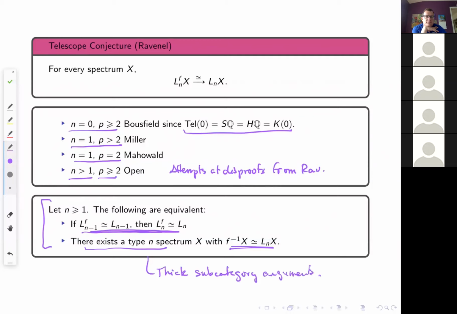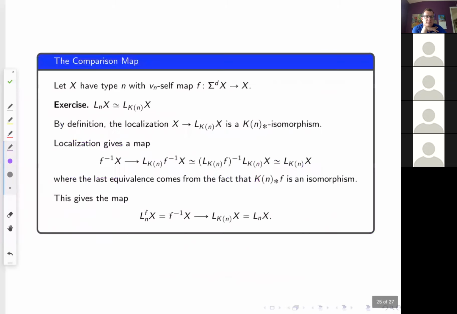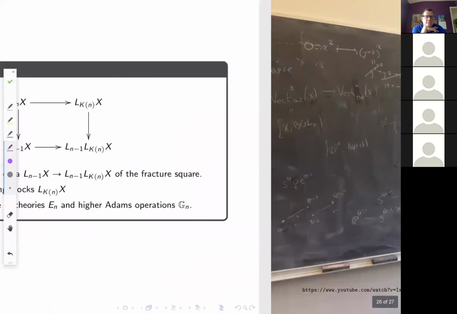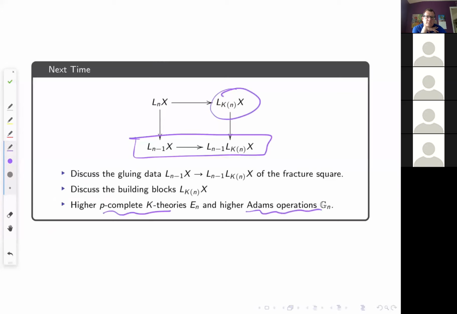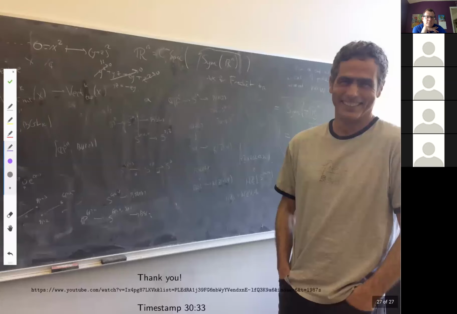Okay, so I will skip this slide. Next time we'll talk about the chromatic fracture square more. We'll discuss this gluing data here, and we'll discuss the building blocks, and this will lead us to generalizations of p-complete K-theories and Adams operations and computational tools in this story. Okay, so thank you. That's all for today.